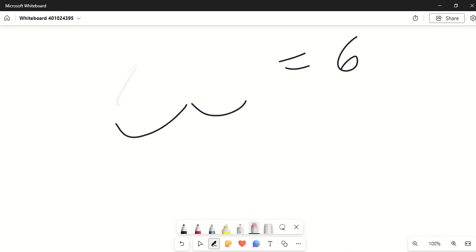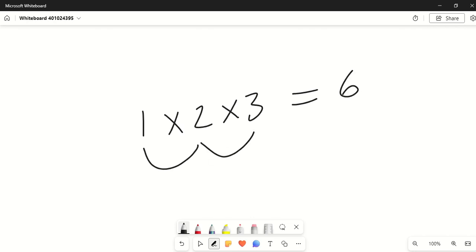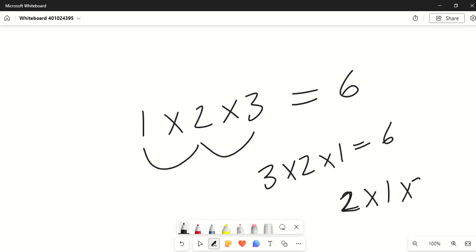The same can be said for multiplication. We're going to use the exact same numbers. 1 times 2 times 3, and this is one of those rare cases where it will still equal what it did if I added them all. 1 times 2 is 2, times 3 is 6. 3 times 2 is 6, times 1 is still 6. 2 times 1 times 3 will still equal 6. So the order in which we add or multiply does not matter. It will not change the outcome.